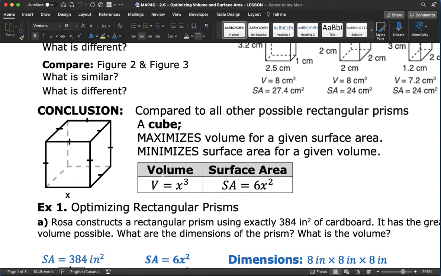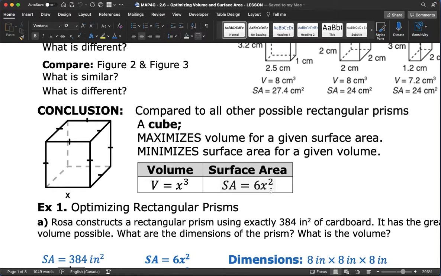So the volume of this shape, a cube, is x times x times x, length times width times height. And if you remember our prisms, it's kind of like you take the area of the base, being a square, and multiply it by the height, x.